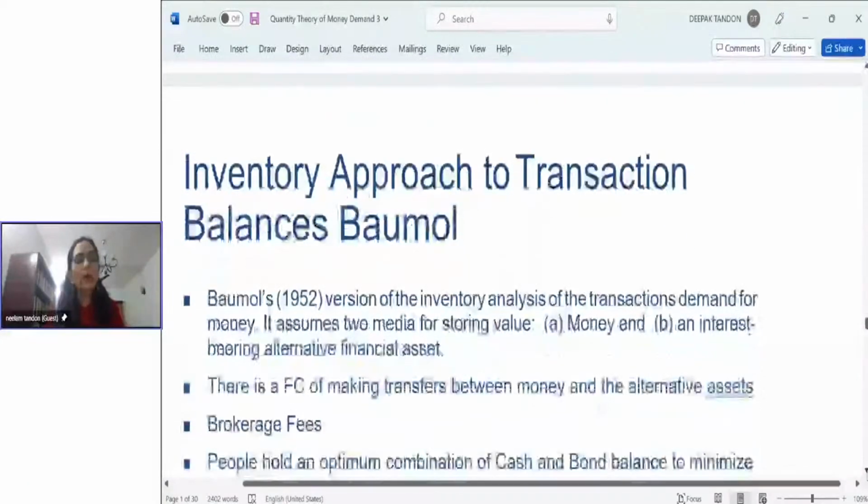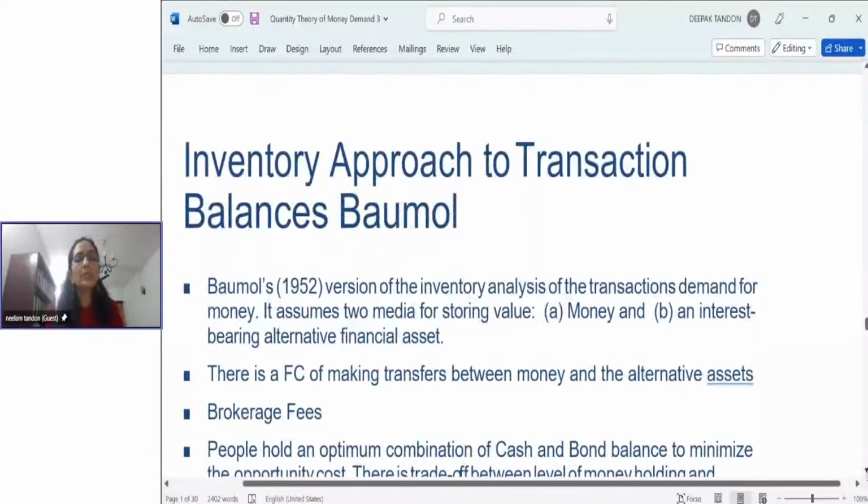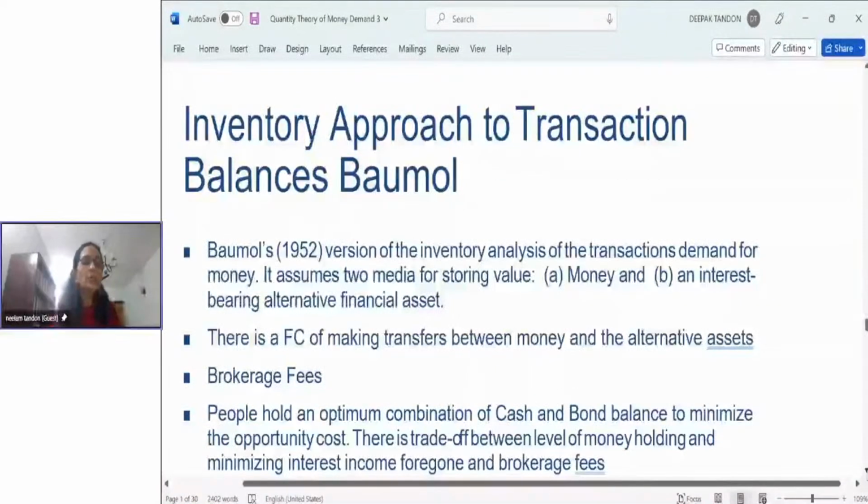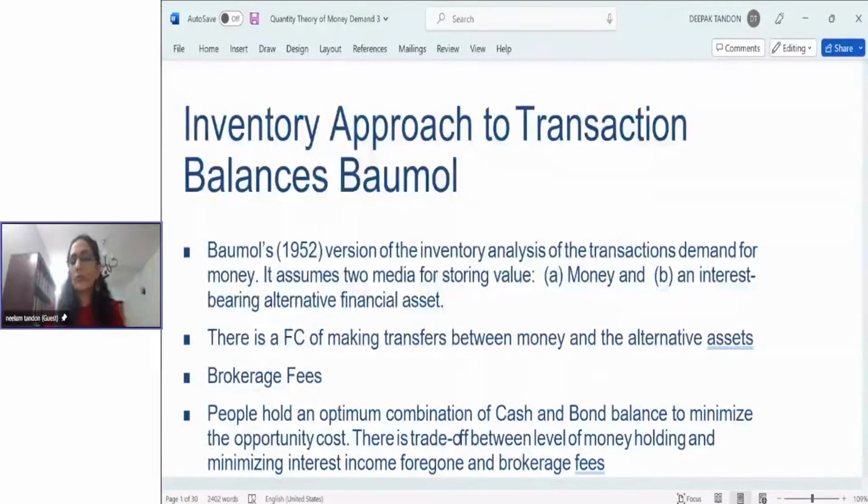We'll talk about the next concept, Baumol's inventory approach to money demand, after a break of 10 minutes, I believe. Yes.